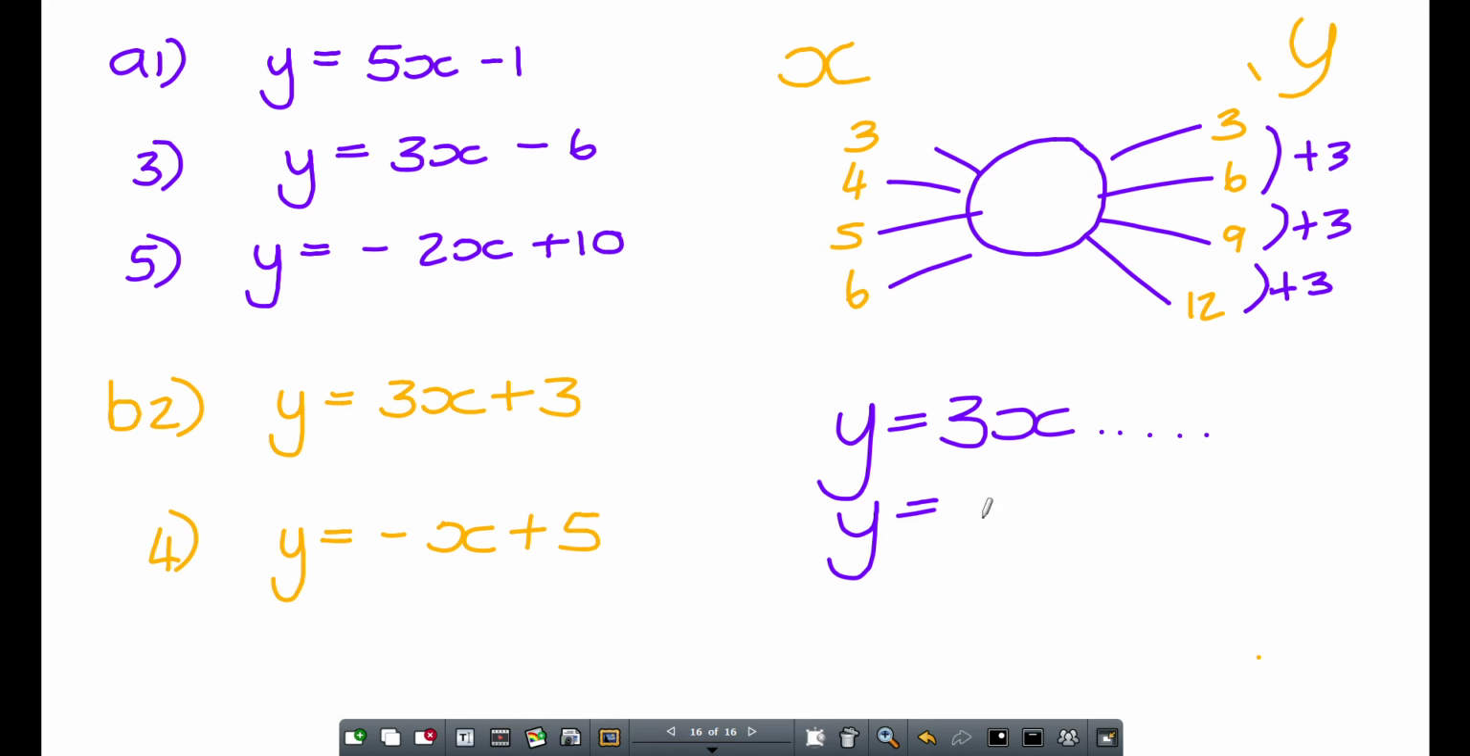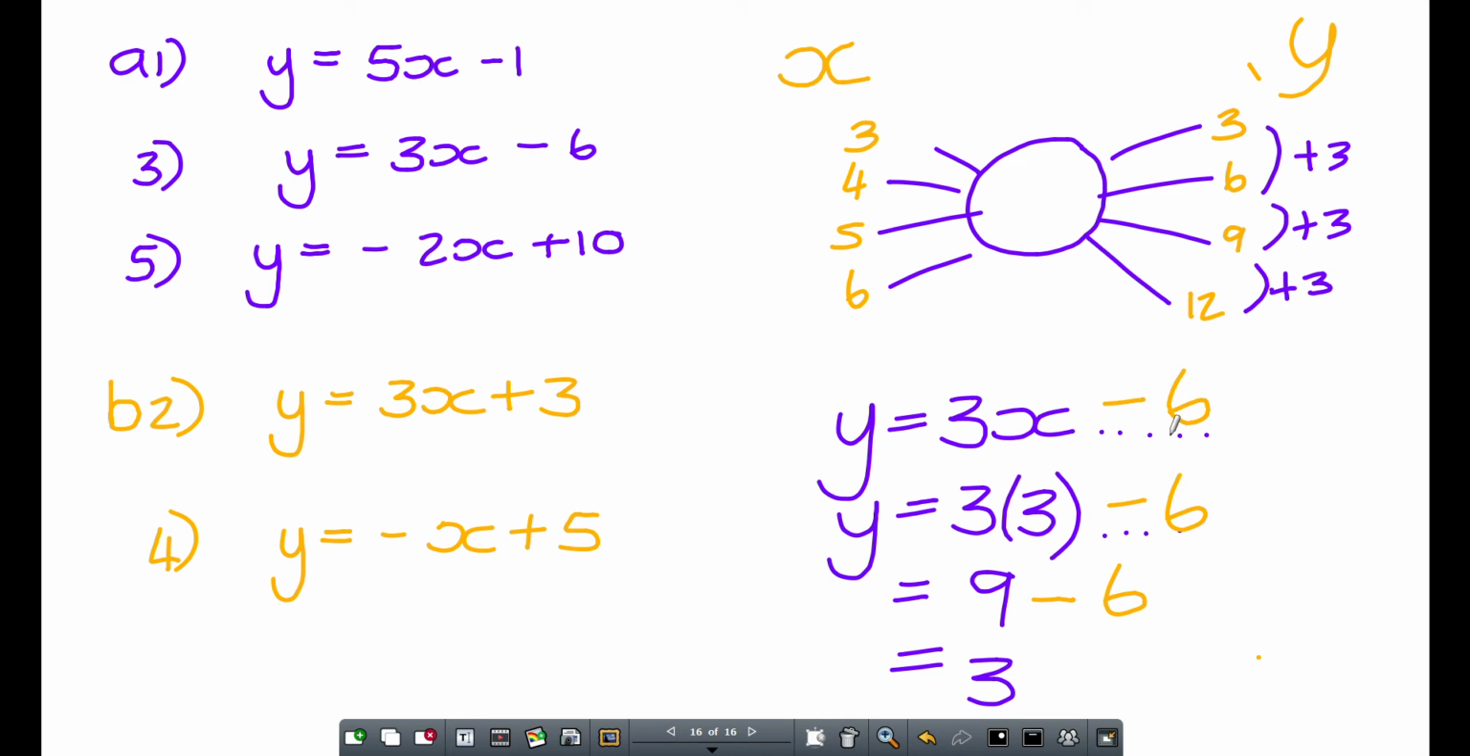So y is equal to 3, and I substitute in the x value here, 3, and that gives me 9. But how much am I supposed to get? I'm supposed to get 3. So how would I get there? I'm going to say minus 6. And 9 minus 6 is going to give me 3. And that's how I knew that my formula would be this: y is equal to 3x minus 6. Are you guys fine there? Okay. Any further questions at A?